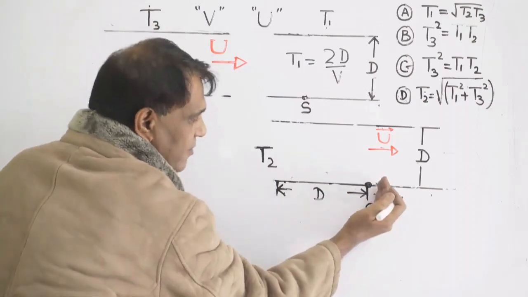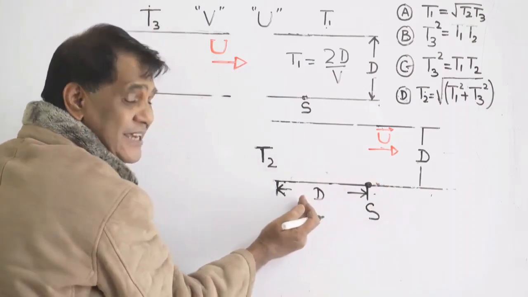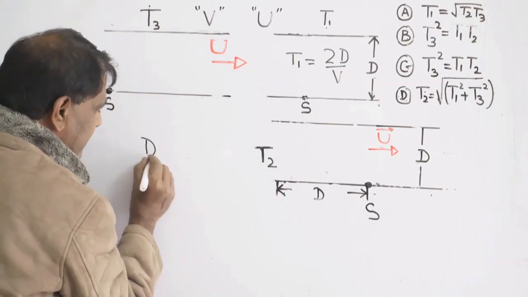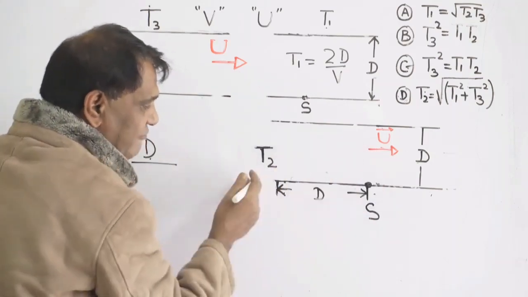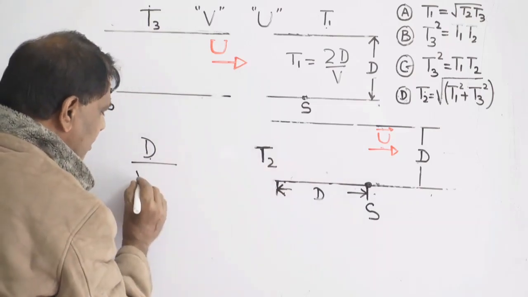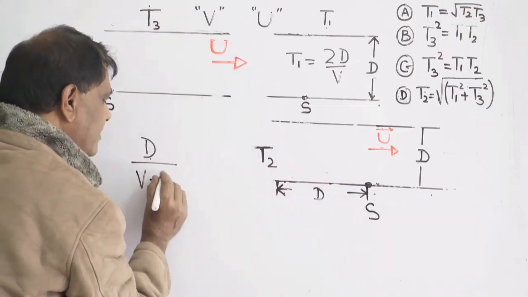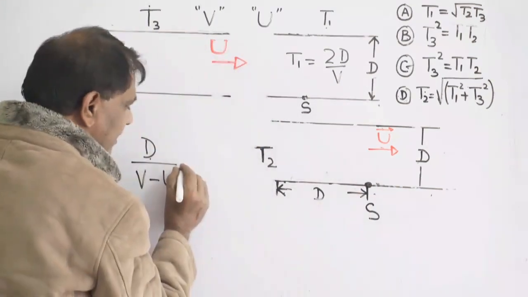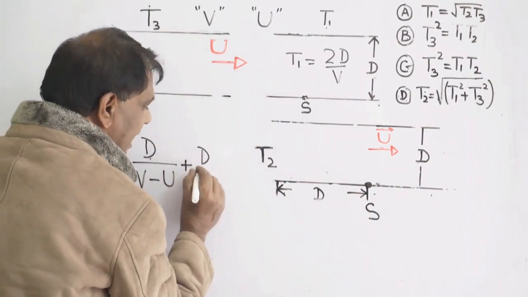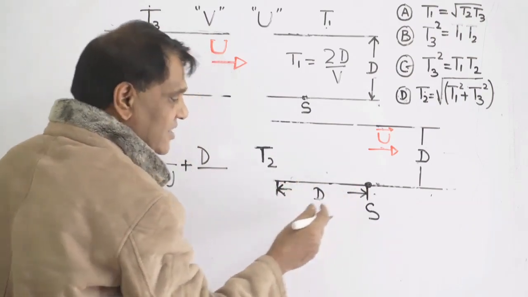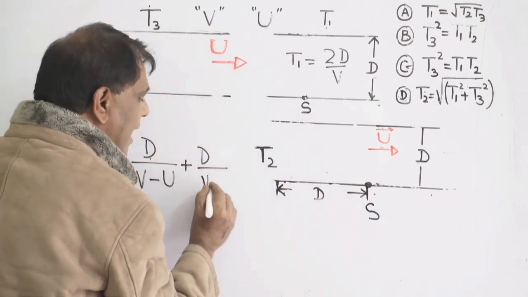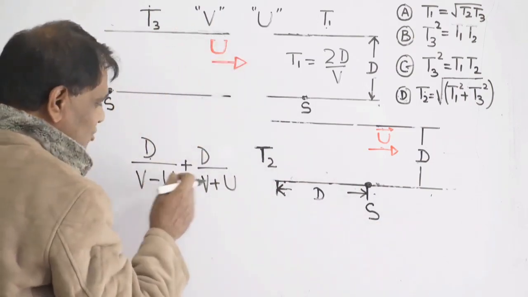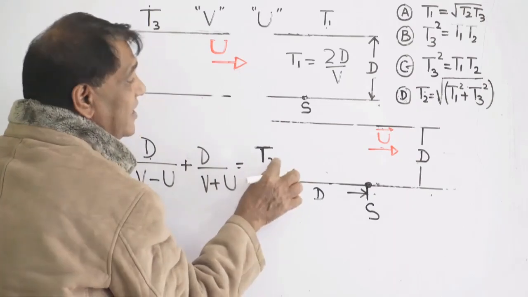Here, the swimmer moves upstream a distance d. So time taken to move upstream is, of course, d divided by relative velocity in the upstream movement, which is velocity of man minus velocity of water. जब downstream जाता है, distance travelled is d and relative velocity this time is velocity of man plus velocity of water. This total time is equal to given T2.